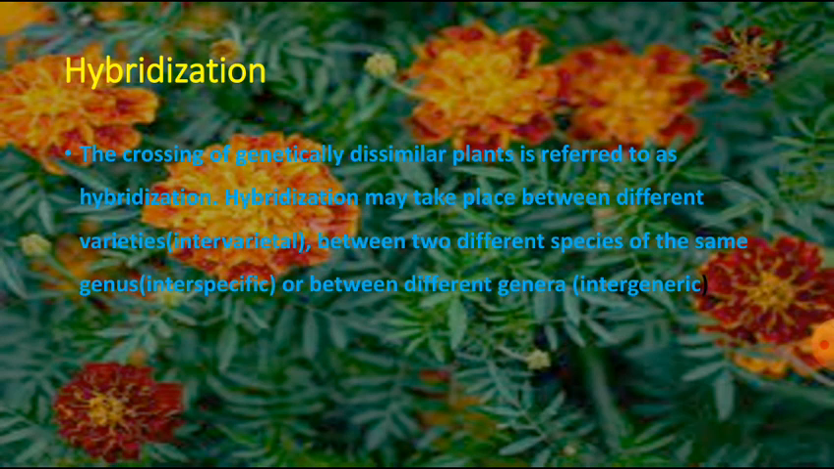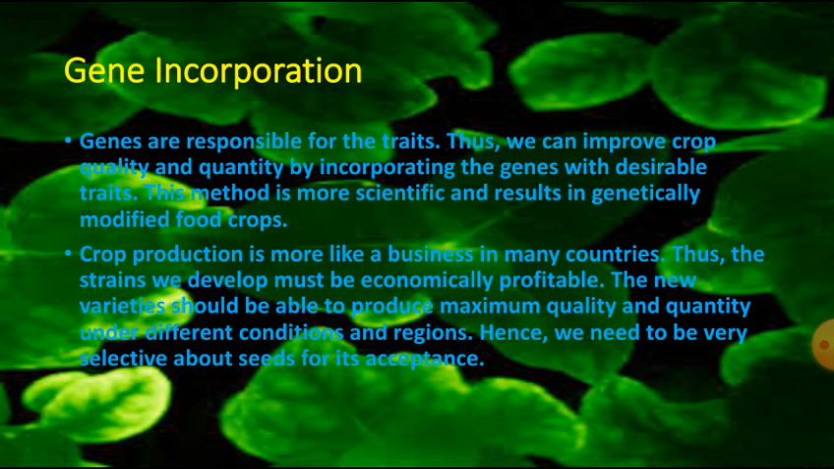Hybridization. The crossing of genetically dissimilar plants is referred to as hybridization. Hybridization may take place between different varieties, between two different species of the same genus, or between different genera. Gene incorporation. Genes are responsible for the traits, thus, we can improve crop quality and quantity by incorporating the genes with the desirable traits. This method is more scientific and results in genetically modified food crops.